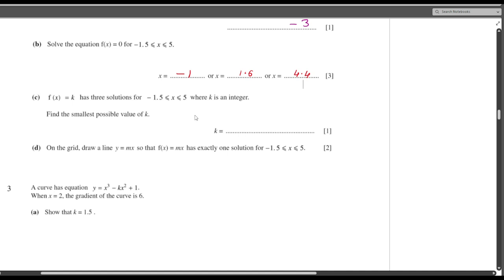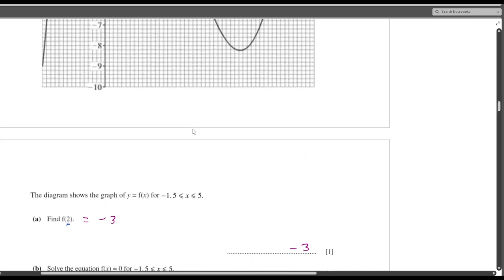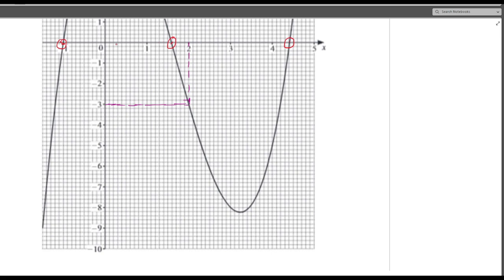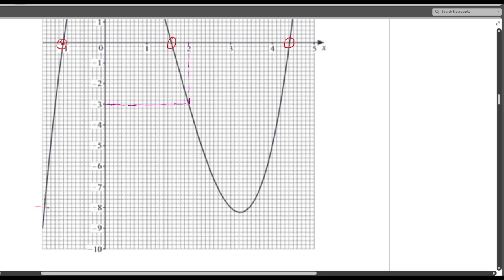Okay, now between -1.5 to 5, it is said that f(x) is equal to k has three solutions, and k is an integer, and I have to find the smallest possible value of k. So for the smallest possible value, I have to plot a line parallel to the x-axis, and the value of k should be minimum. That means I will go down, down, down, and I will see an integer value where the line will cut this curve at 3 points, and also the y coordinate is the minimum.